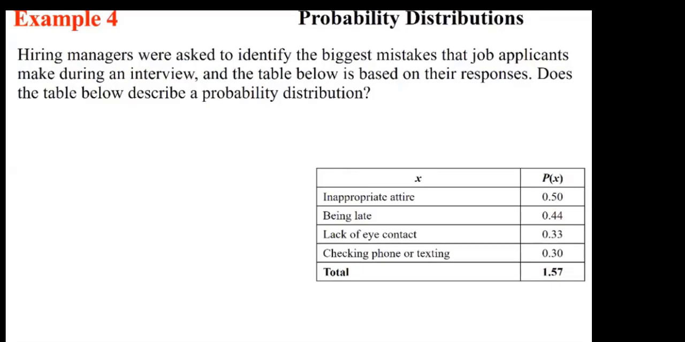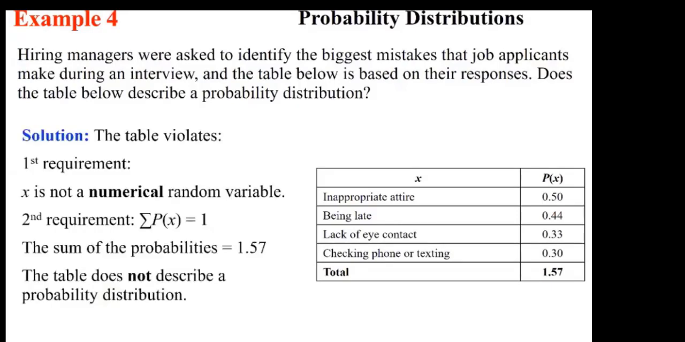So is this a probability distribution? But here's how it works. The first requirement is not working. The second requirement is not working. The third one, each one is between 0 and 1, is working, but really one failure is good enough to say this is not describing a probability distribution. Let's look at some formulas.